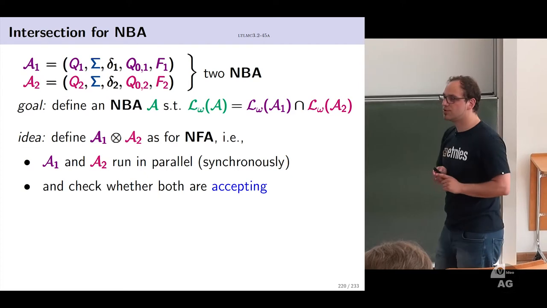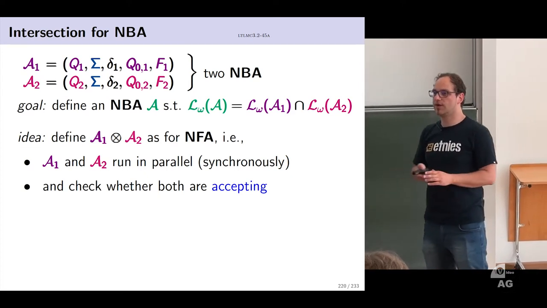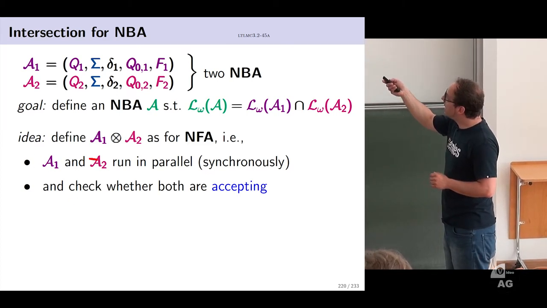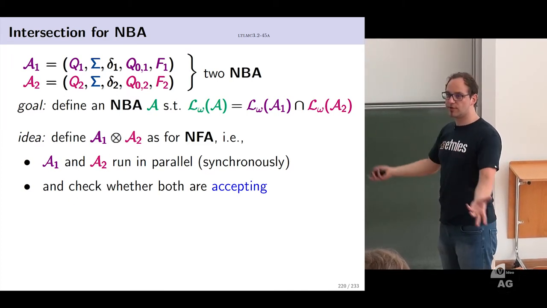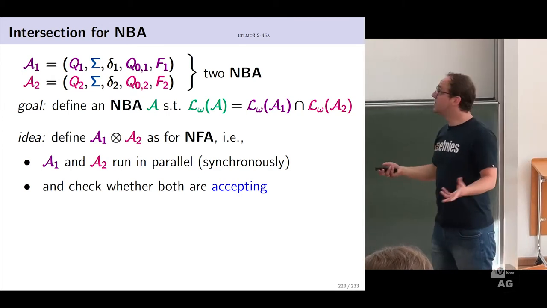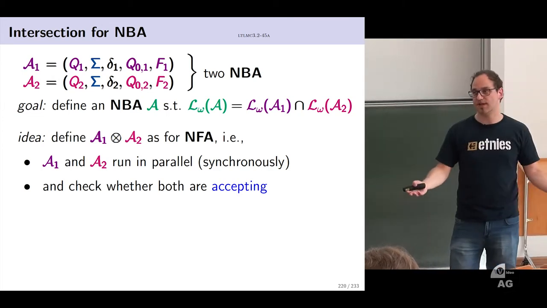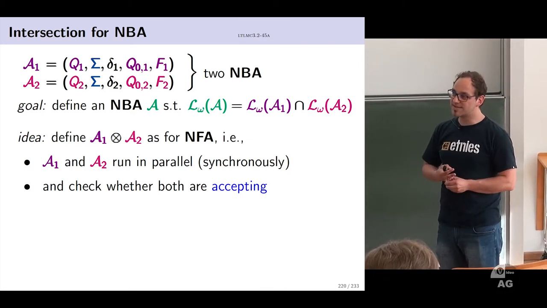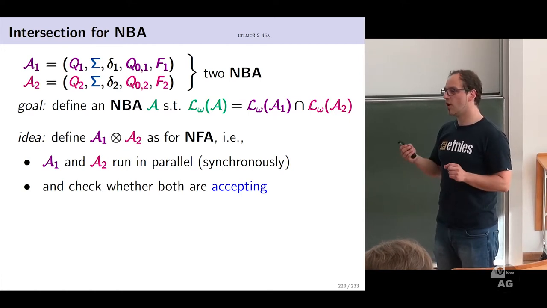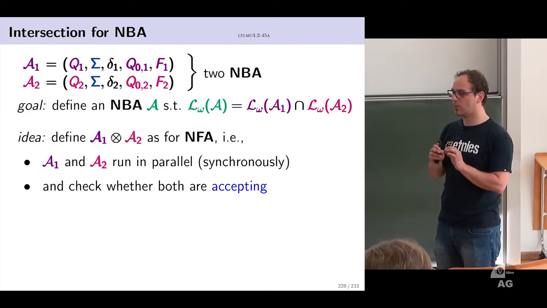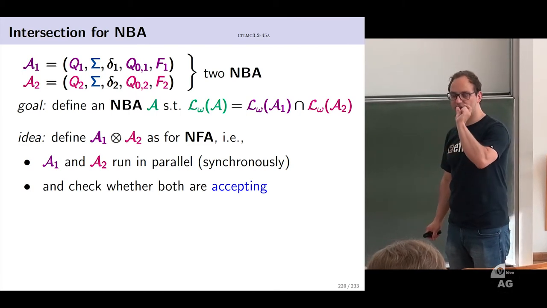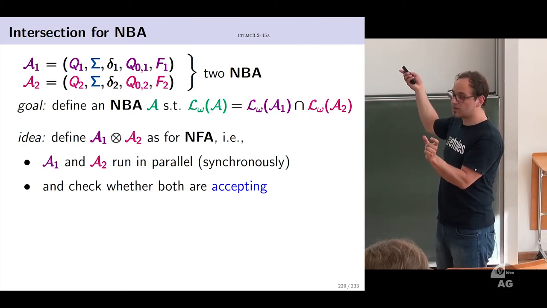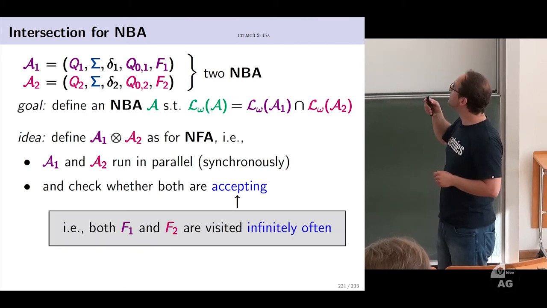And now we're going to do essentially the same thing just on NBA. How do we do that? We also let A1 and A2, the two NBAs, move in parallel. And we need to check that both of them are accepting, as was the case for non-deterministic finite automata. But as it turns out, it's not enough now to just say, well, let's make the states accepting in which both components are accepting. No, this will not work. We will need to tweak the acceptance condition a bit.